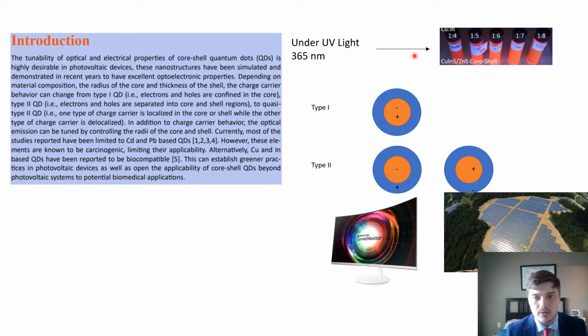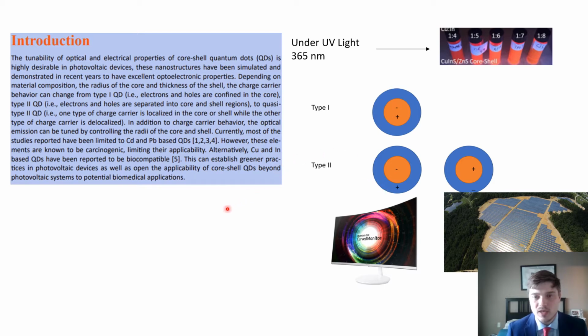What's interesting about a core shell quantum dot specifically is that depending on the composition of materials you're using, the size of the shell and the size of the core determine what charge carrier behaviors you have. You can have a type 1 charge carrier behavior where all your charge carriers are located in the core, or you could have a type 2 quantum dot where one type of charge carrier is located in the core and the other type of charge carrier is located in the shell.